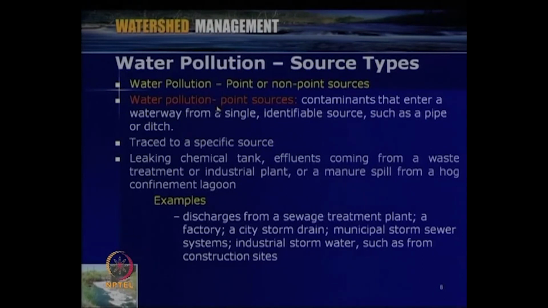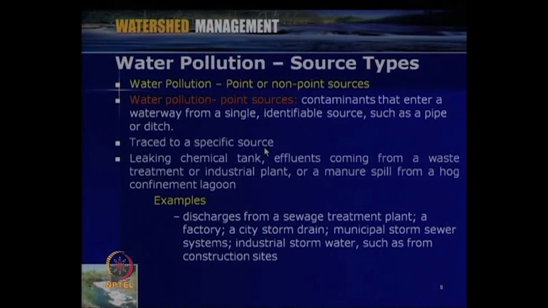Say for example, the effluent coming from an industry directly put into a lake, the ocean or a river. That is a point source, or the effluent coming from the effluent treatment plant or the drainage systems. So, we can consider these as point sources. This point source we can trace to a specific source. So, it can be a leaking chemical tank, effluents coming from a waste treatment or industrial plant, or a manure spill from a hog confinement lagoon, etc.